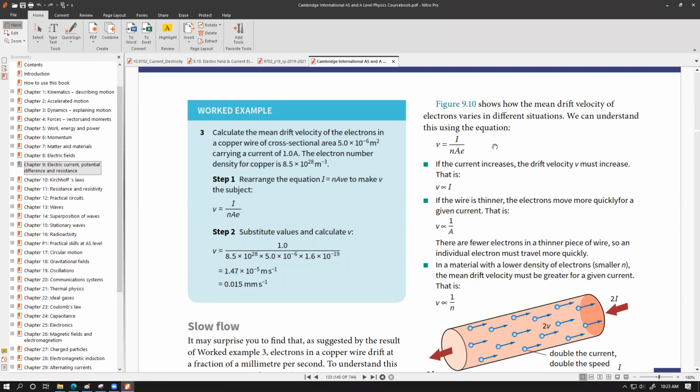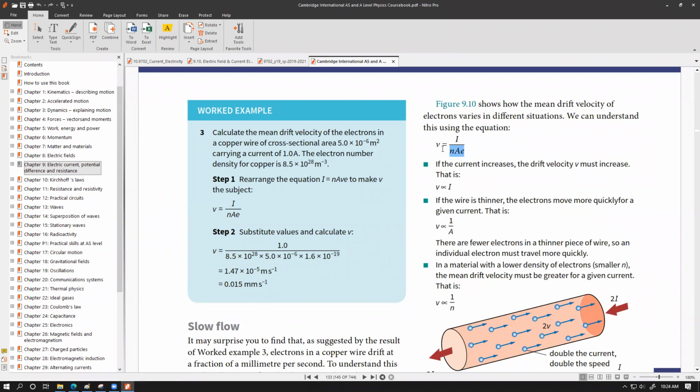We can understand this using the equation I = nAve, so v = I divided by nAe. If the current increases, the drift velocity v must increase, that is, v is proportional to I. Using this equation is pretty simple. You know how proportionality equations work. Whenever we are writing v proportional to I, we have to assume that all of these other three variables remain constant. So if n is a constant, this means what?